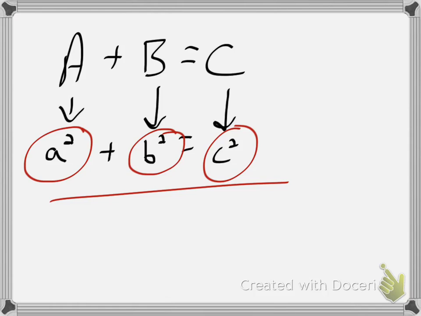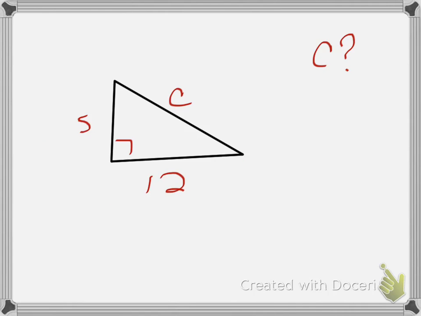That's it. So here's an example. I'm going to do it 2 ways. I'm going to use the boxes to show you how to do it, and then I'm going to use Pythagorean theorem the same way. So let me show you.